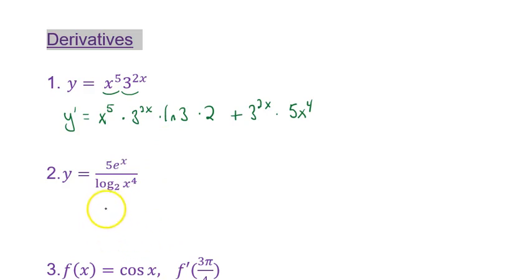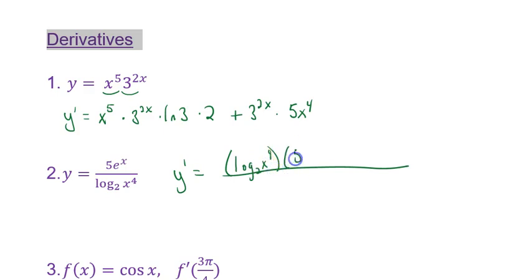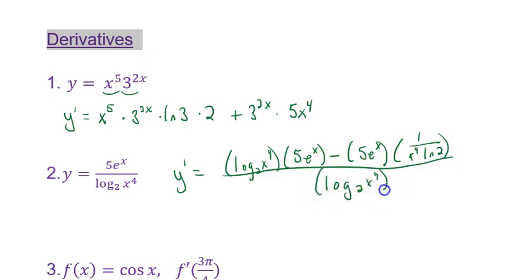Number 2 is your basic derivative quotient rule. So our derivative would be a quotient rule where we say the bottom, log base 2 of x to the fourth, times the derivative of the top, which would be 5e to the x, minus the top times the derivative of the bottom, so 1 over x to the fourth times the natural log of 2, all over the bottom squared. So log base 2 of x to the fourth, all squared. So there's your quotient rule.